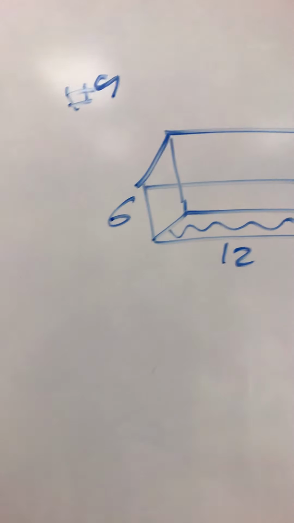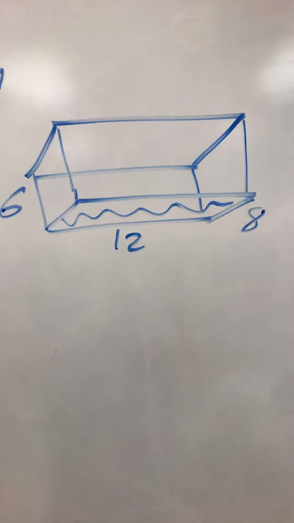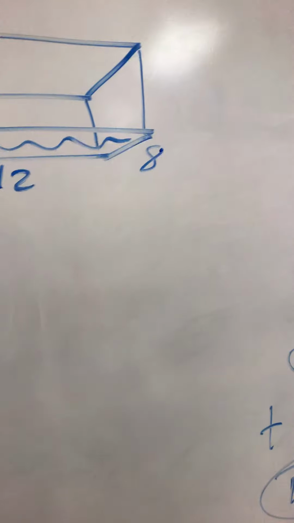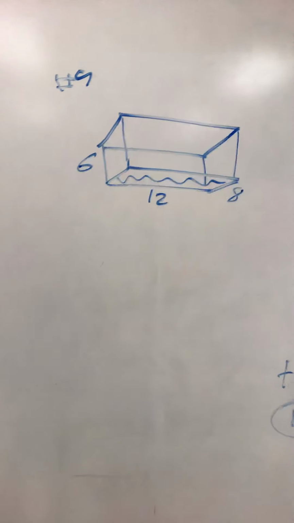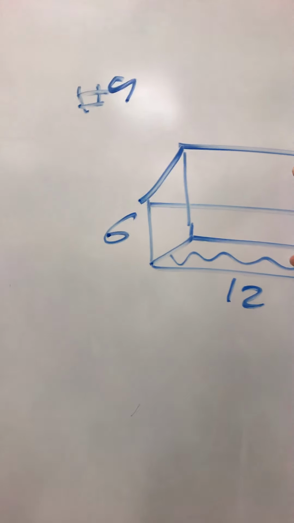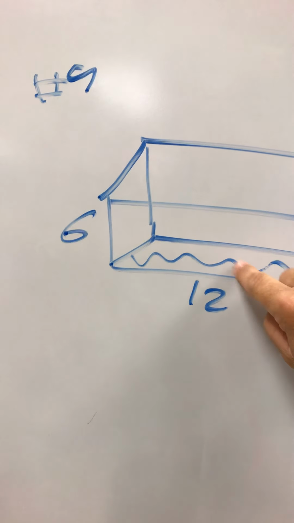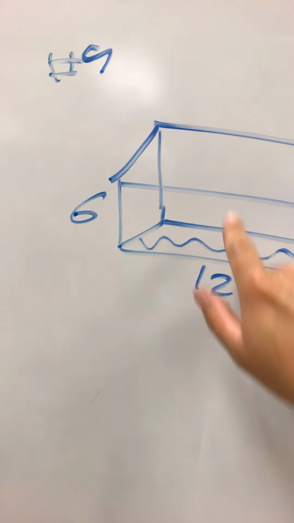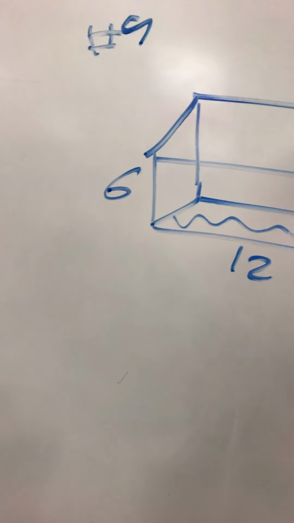All right, now this next one here. This is number 9. Okay, so this is a rectangular prism. Now, I know it's a prism by this. Prisms will have parallel bases. So I got this base. That's how you determine a base with prisms, parallel bases.